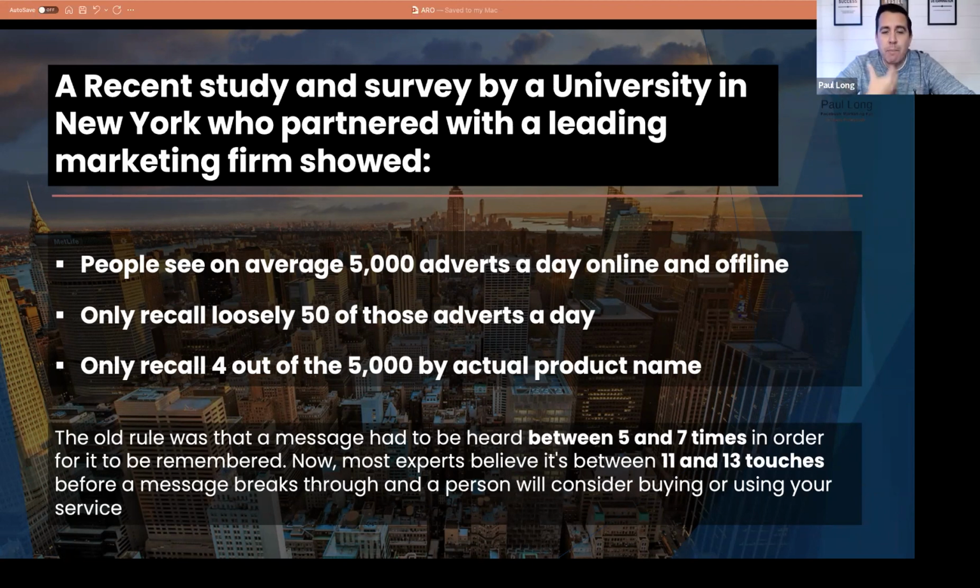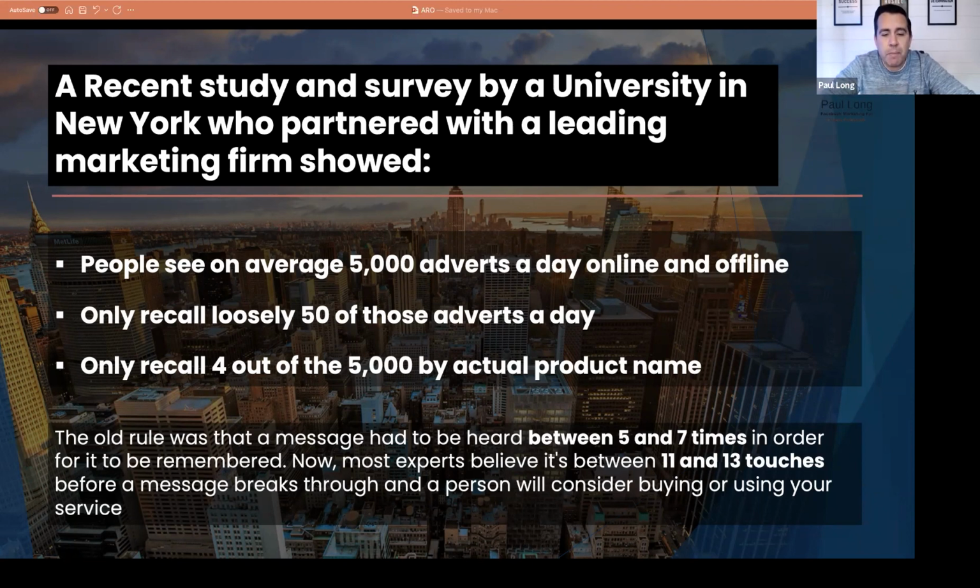So people see a massive 5,000 adverts online and offline. So on computer, on social, on print, walking down the street, TV. Only recall loosely 50 of those adverts a day. Only recall 4 of those 5,000 by actual product name. So you can see, people very quickly forget what they've seen online. And if you try and remember what you saw on Facebook last night or online, you probably wouldn't remember. So again, you can see the importance of retargeting, getting back in front of people showing interest.